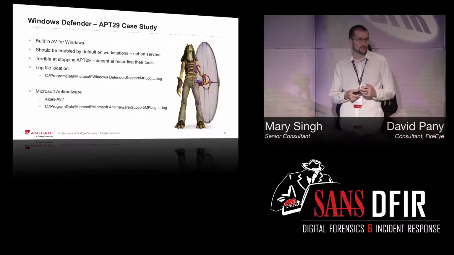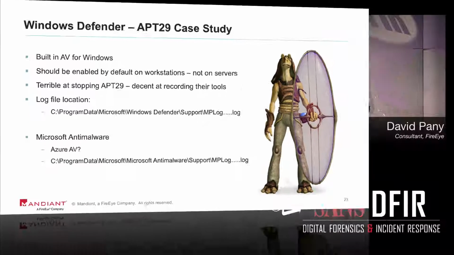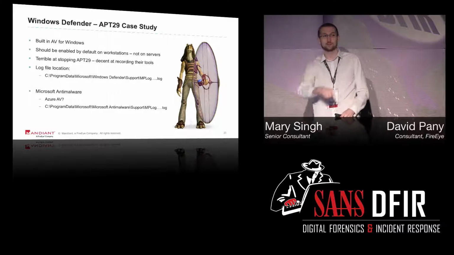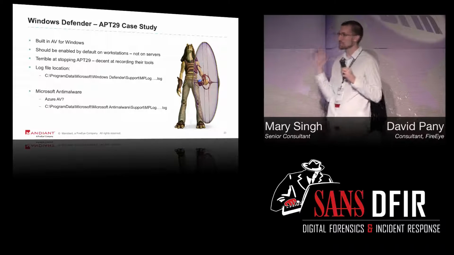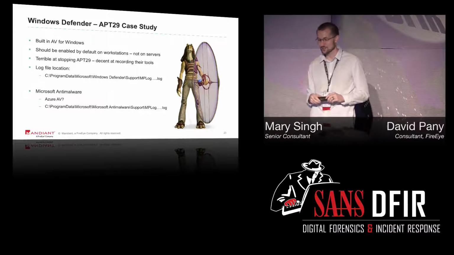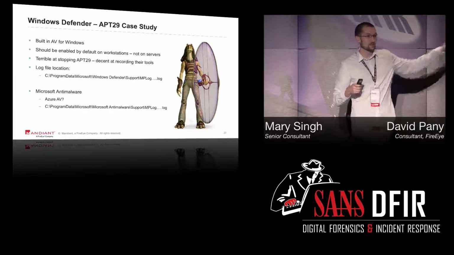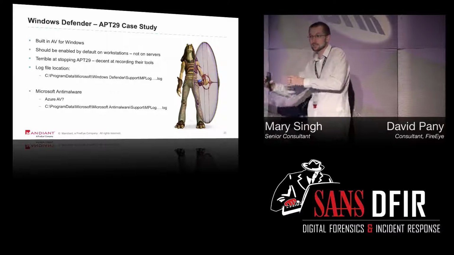This is a case study based on APT29, big bad APT29 you may have heard of, and Windows Defender. Turned out Windows Defender is so good at recording that APT29 is on your system, so bad at stopping them. It's like, hey, I see your APT29 malware. Nice. I'm going to let you go. It was amazing, and I'll show you screenshots, but it was super awesome at recording that files were present on the system. You may find Windows Defender logs at that path there, MPLog-date.log.